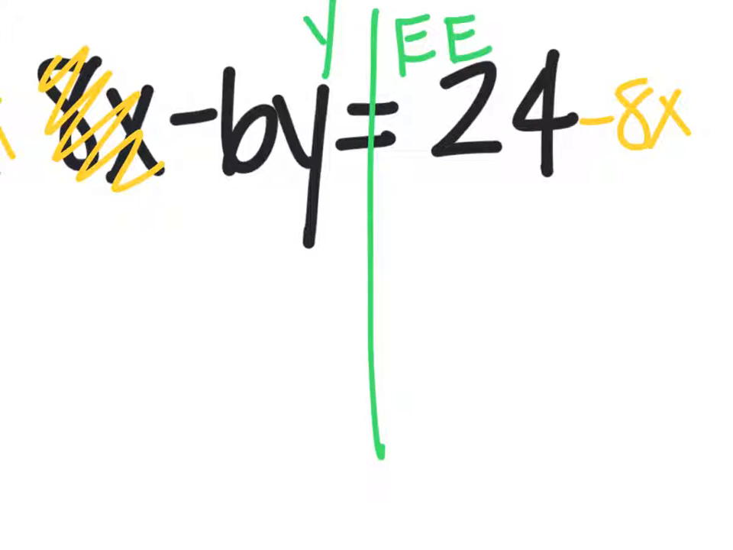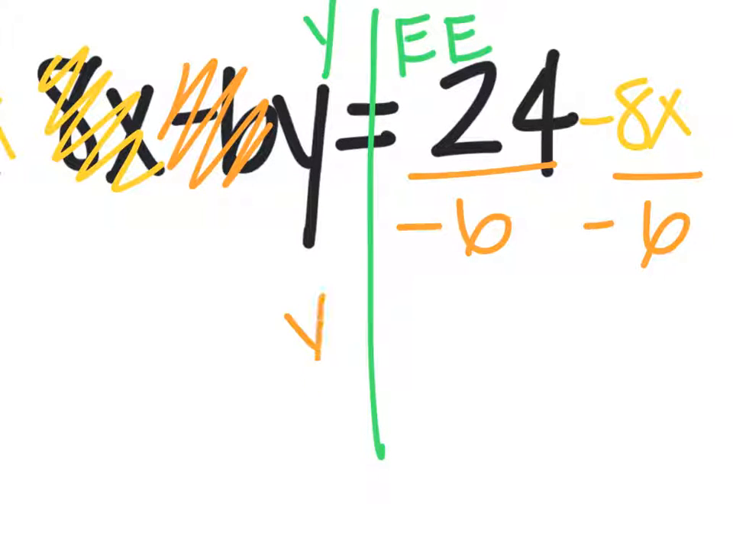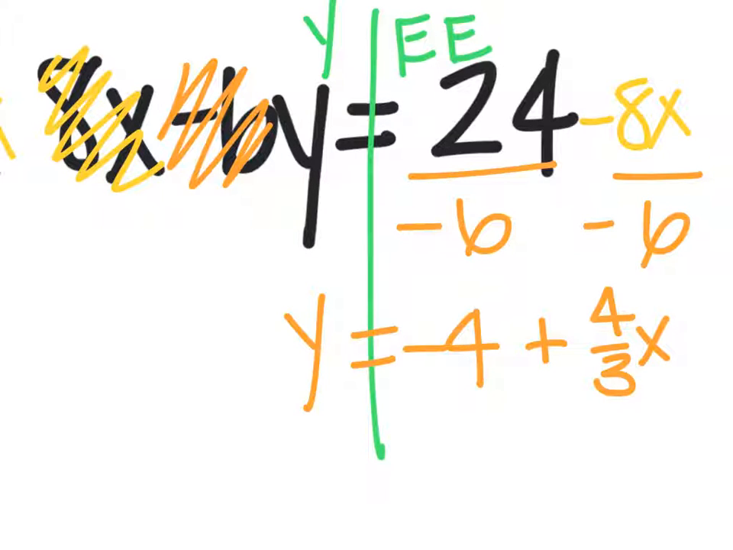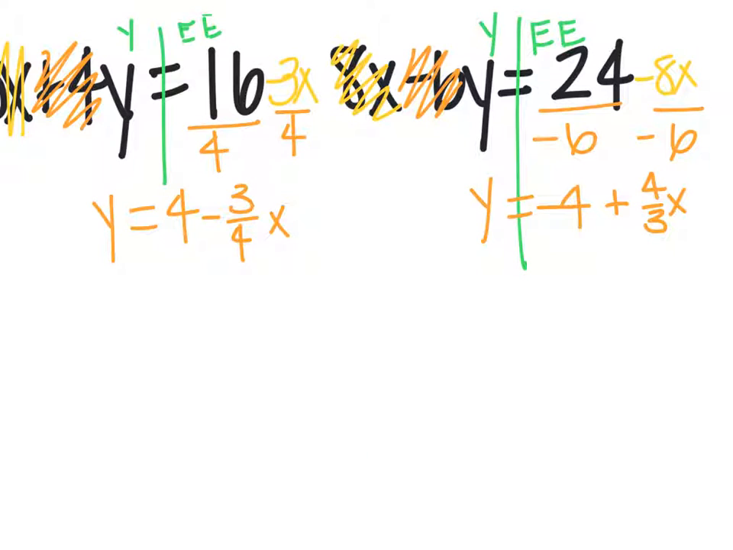Then I need to get rid of the negative 6 in front of y, so I'm going to divide everything by negative 6. So that's gone. I end up with y equals, and negative 8 over a negative 6 is a positive, 8 over 6 reduces to 4/3 x. So looking back at my two equations, in order to determine whether they are parallel, perpendicular, or neither, again I need to look at the slopes, which are the numbers in front of x.